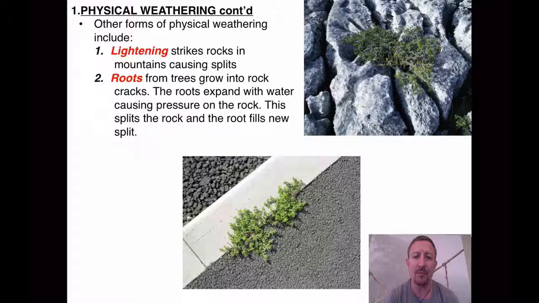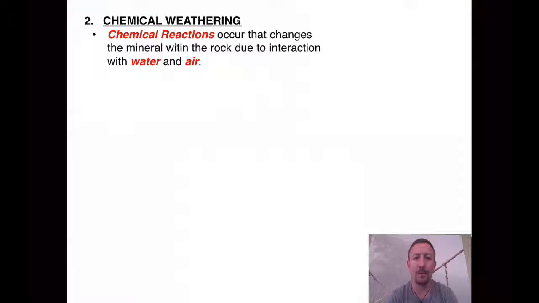See the roots down on the bottom in the pavement? Same sort of thing. There's a little crack, you get a little bit of mud in there, in goes the seed, and it starts growing, and it's that whole process of water actually expanding the rock.